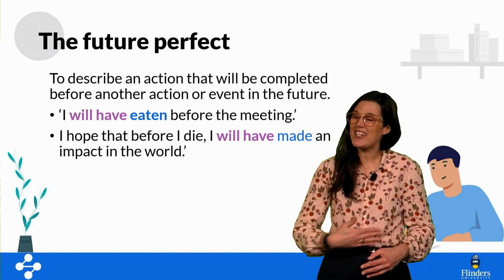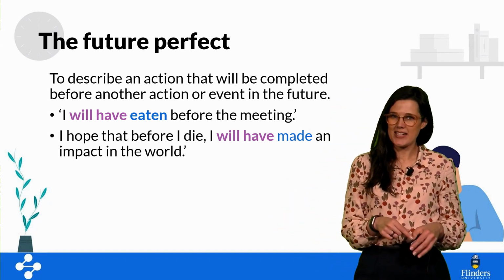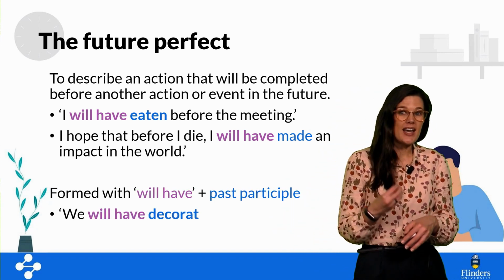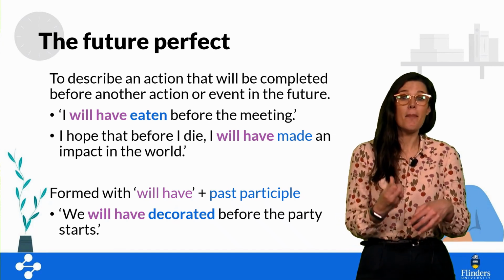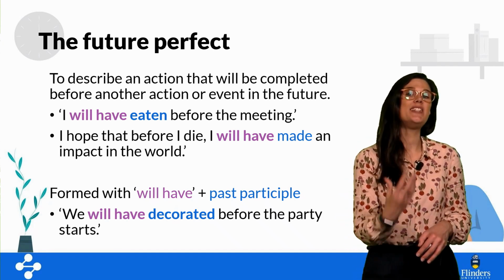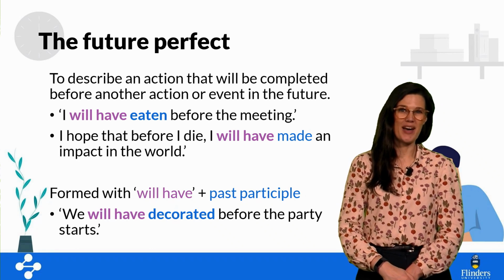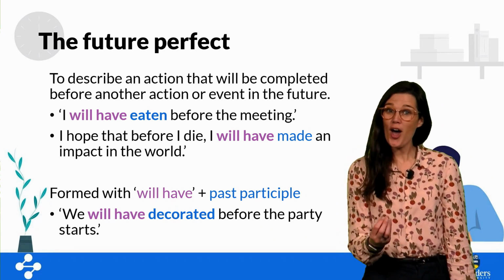I will have finished eating before we have our meeting. And it's formed by using the words will have plus the past participle. We will have decorated before the party starts. So that's the perfect aspect.